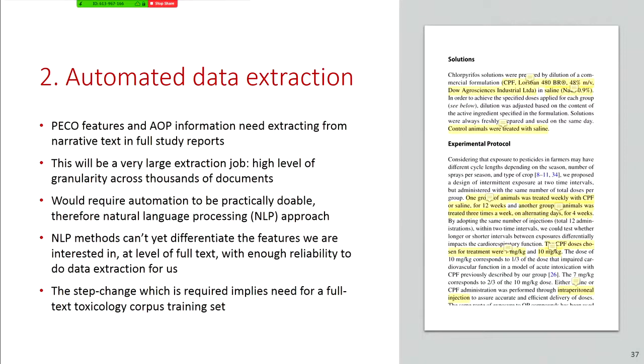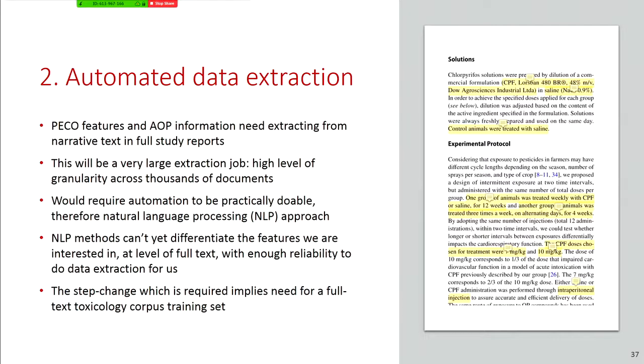Automated data extraction, well, we're looking at millions of documents there, and there are not enough PDRAs in the world to read all those documents for us. So we need to use machines to extract what will be a very large, very granular job across thousands of documents. At the moment, the natural language processing methods we have available aren't up to this task yet. They're quite good at titles and abstracts, but no one's developed a full text machine learning algorithm that can do this kind of data extraction from full scientific documents. And that's going to be necessary.